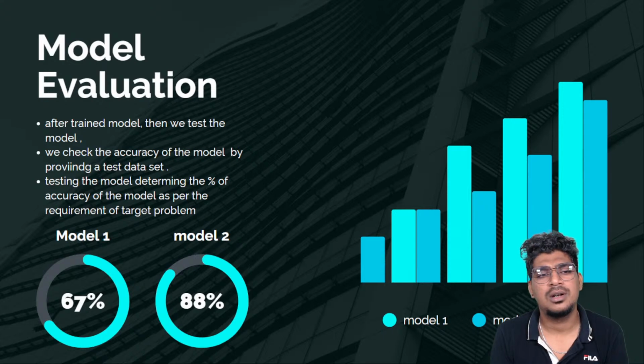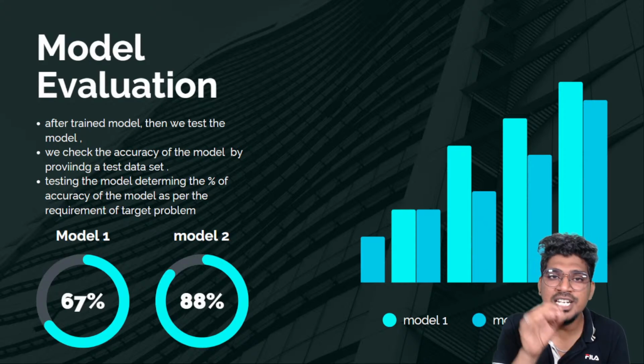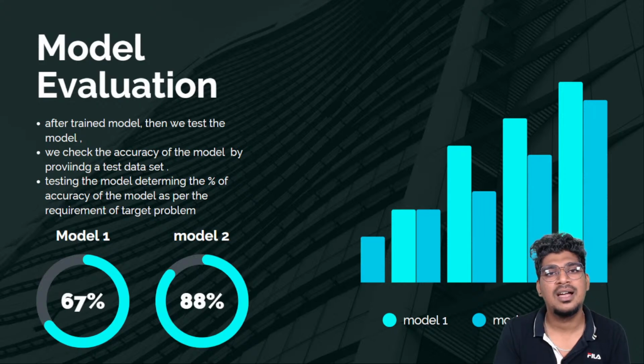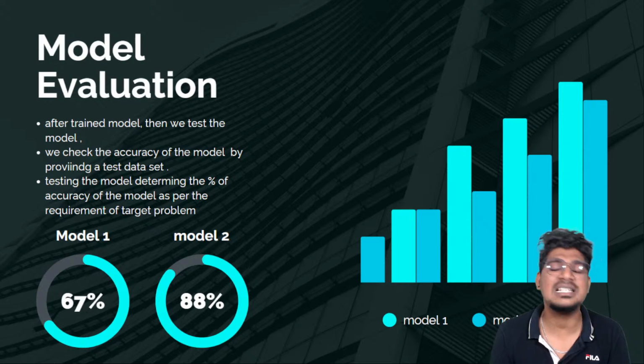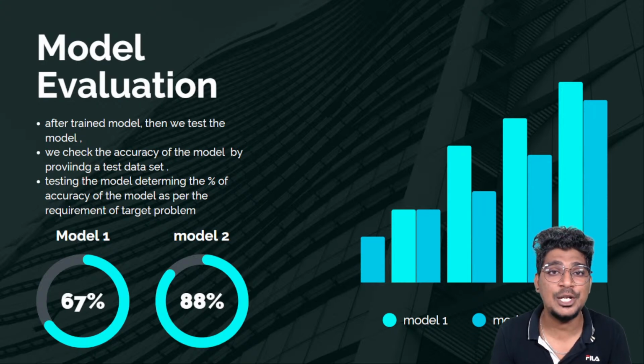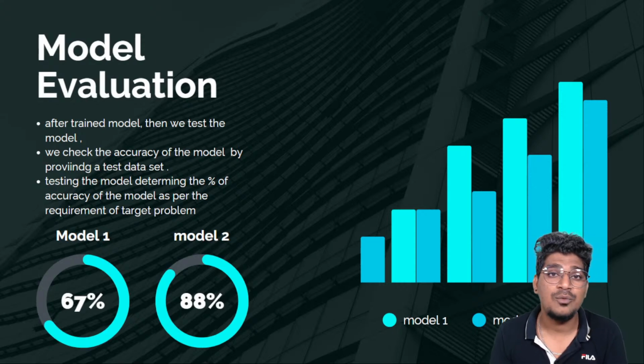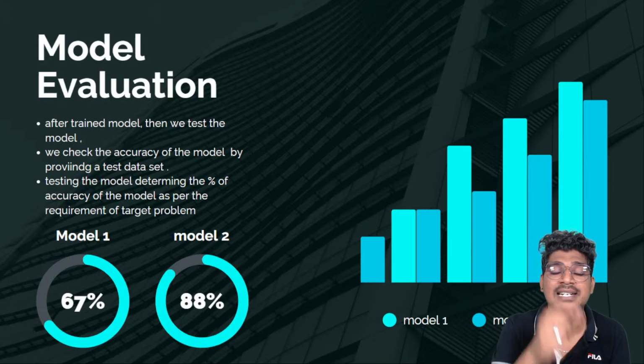What is the purpose of the evaluation? After training the model, we need to test the model. We need to find the performance of the model, and only after that can we choose whether it is the best or not. The main purpose of evaluation is to find the best algorithm, the best model, for our particular target. So we need to check the accuracy for the particular model by providing the test data.